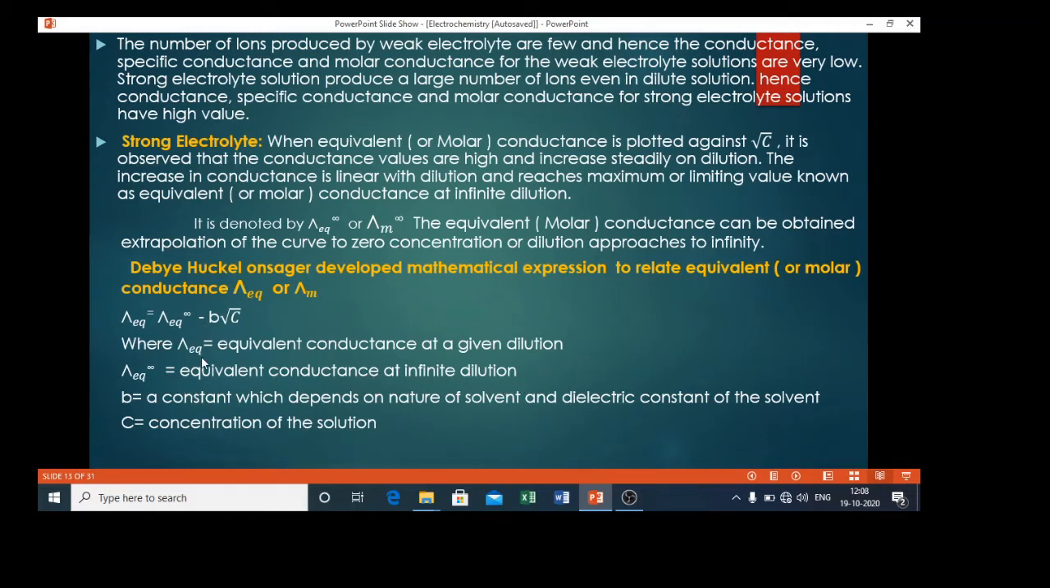B is a constant which depends on the nature of the solvent and the dielectric constant of the solvent. C is the concentration of the solution.